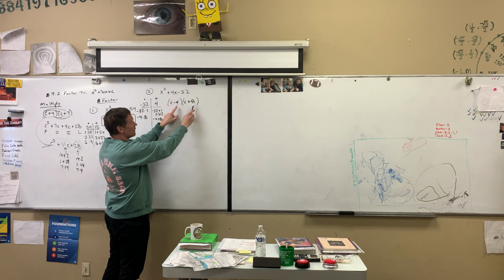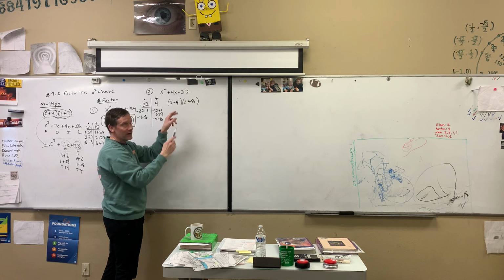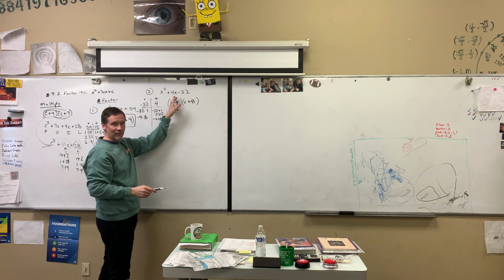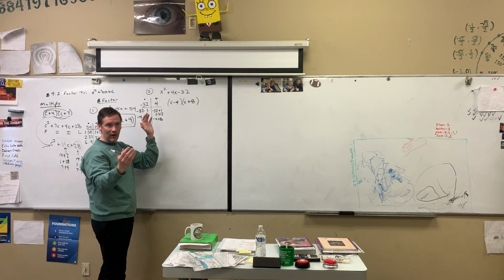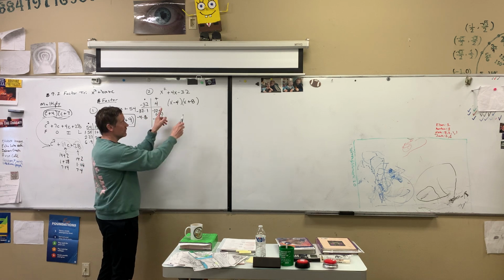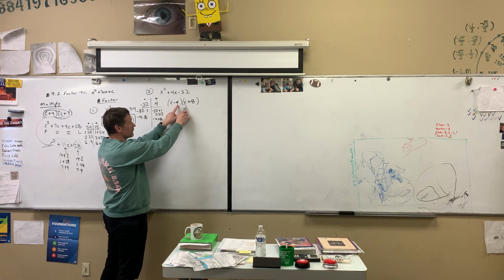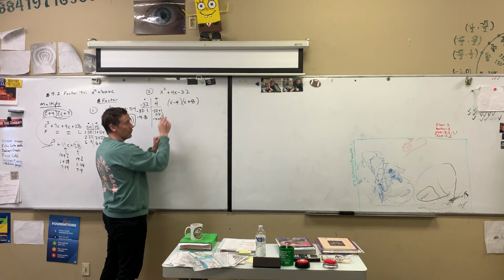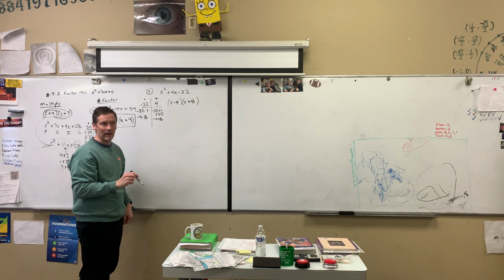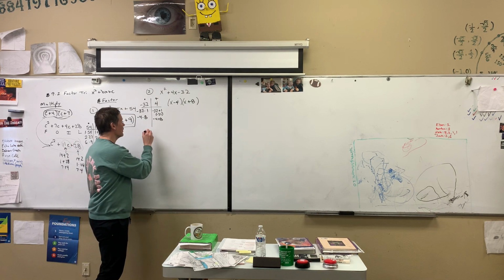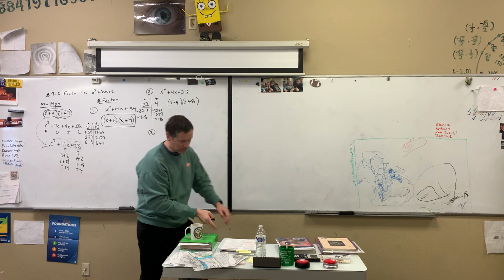To get to negative 32, I usually do this. I kind of jump. I go negative 4 and 8 is negative 32. Check. How do I check to see if I got 4x? I do my outers plus my inners. 8x minus 4x gives me 4x. Did I do it correctly? Yeah. There you go.